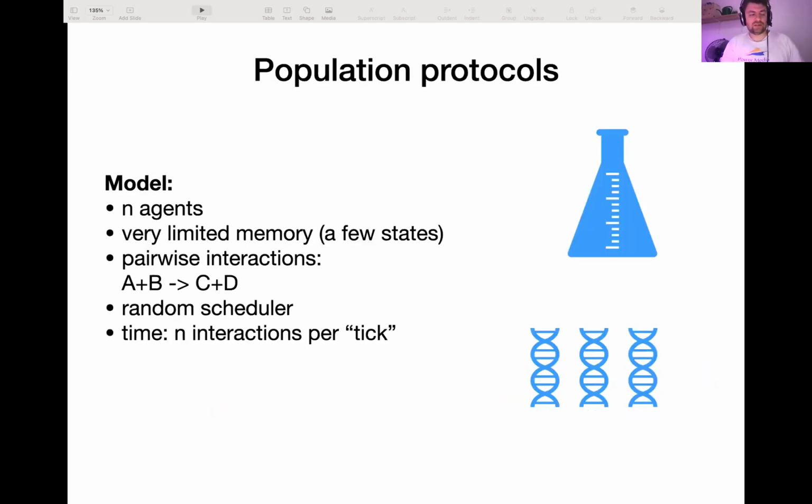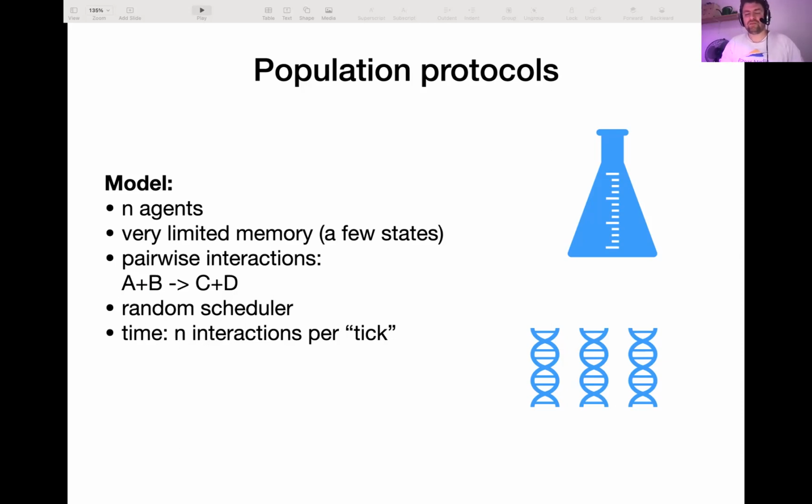So the paper is about population protocols, where you have n anonymous identical agents that operate in a very limited memory scenario. Basically, you can think of a constant or almost constant number of states. Agents undergo pairwise interactions, where they exchange some information and change their states. Everything is governed by a random scheduler.